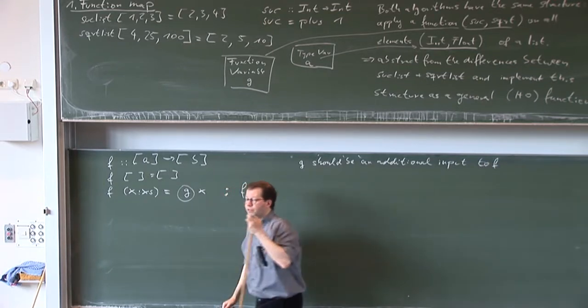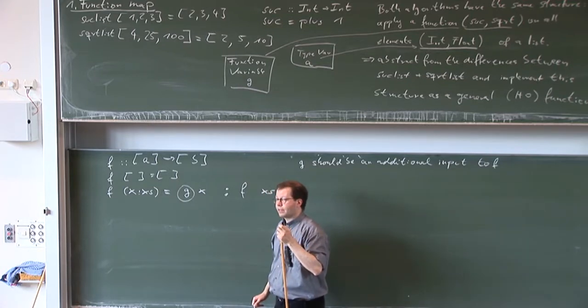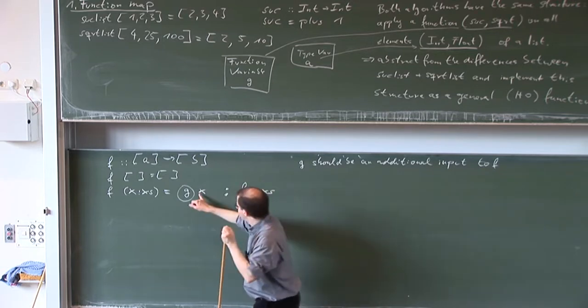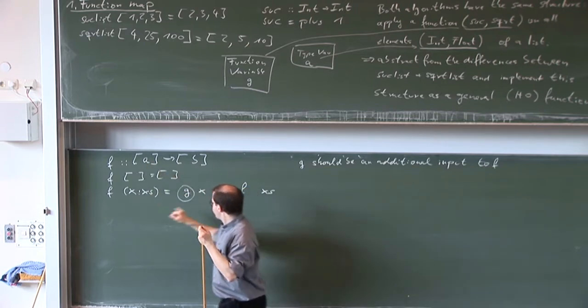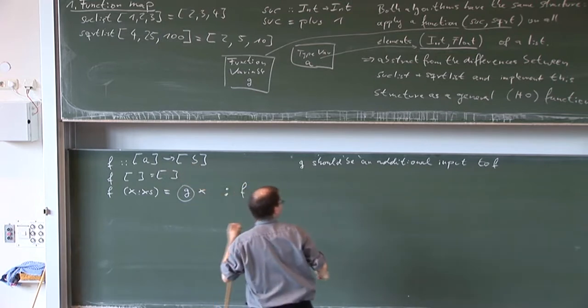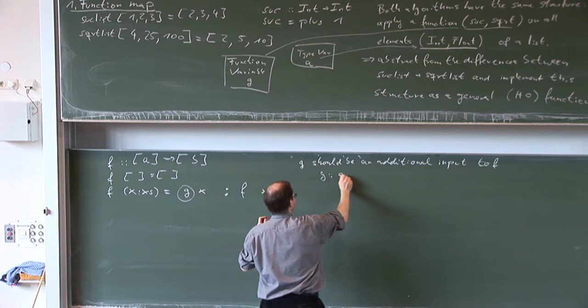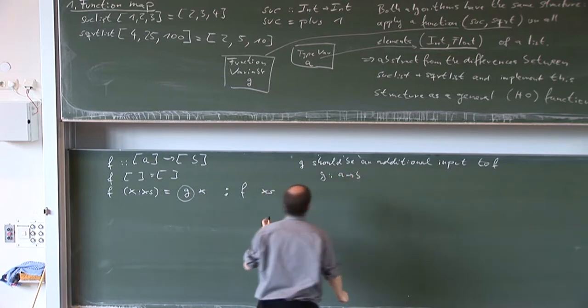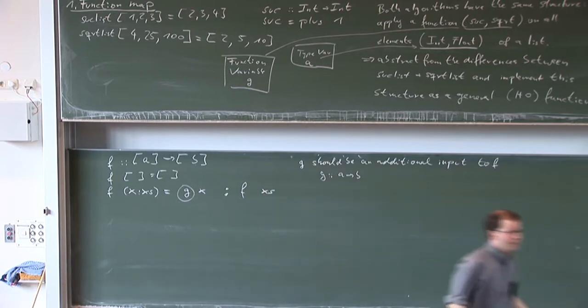What do you think? What would be the type of g in order to make this work? The type A to B? Right, A to B. It takes an element of the input list, so it has type A, and it produces an element of the output list, so the elements have type B. So g would have the type A to B. And if we do this, then we get the following function.